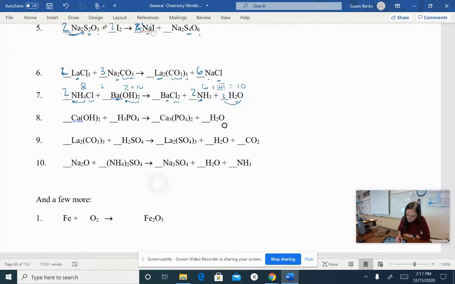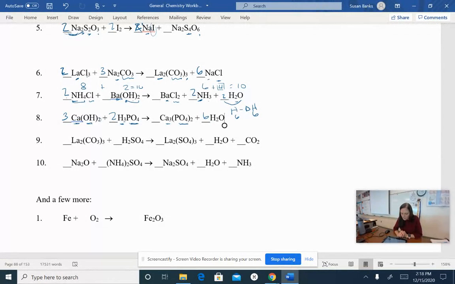Next one, let's look at calcium. Calcium, I've got 1. Here I've got 3. So we're going to put a 3 here. My hydroxides are getting together with water, so I'm going to think of my water as HOH. I'm going to do my phosphate groups first. I've got one phosphate group on the left, I've got 2 on the right, so I need to multiply my phosphate group by 2. So 3 times 2 gives me 6 hydroxides, so I need 6 hydroxides. And 3 times 2 gives me 6 hydrogens. So I'm going to need 6 waters because HOH is a water.